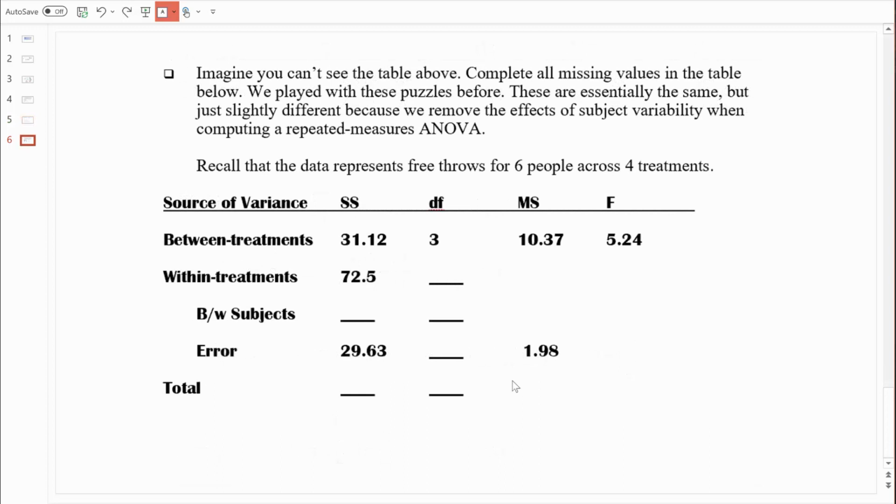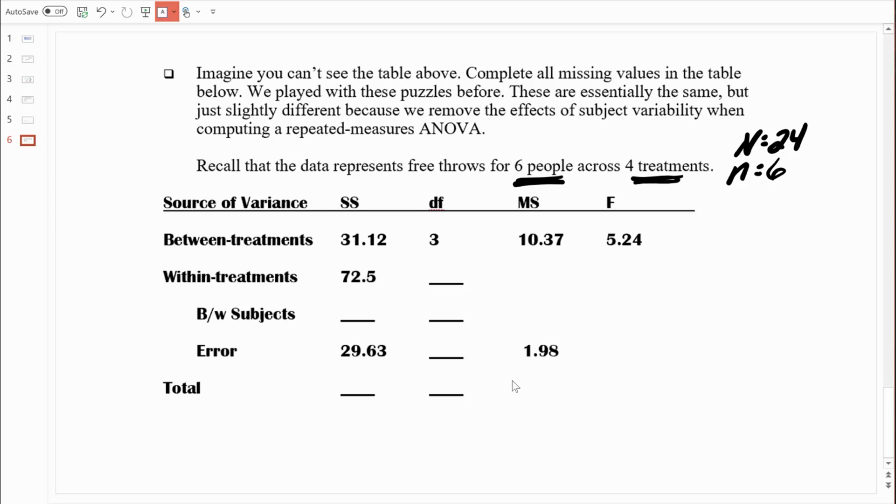All right, let's remind ourselves of some key information. In this particular example, we were looking at 6 people making free throws, and we measured them across 4 different treatments, 4 different times. We measured them before any practice, immediately after practice, 1 day later, and then 1 week later. So we had 24 measurements overall. 6 times 4 would be 24 measurements overall. And there were only 6 people that we were measuring, so the small n equals 6. So that's some key information that'll be very helpful.